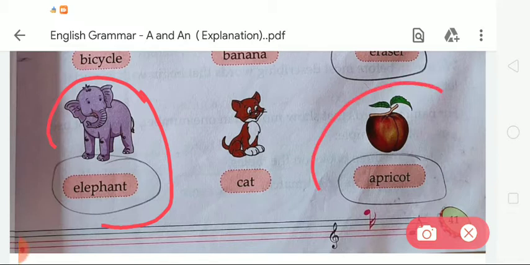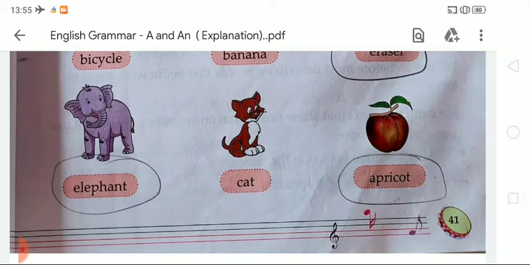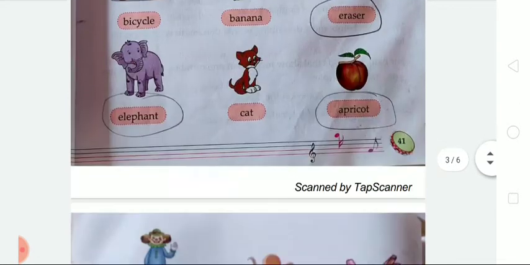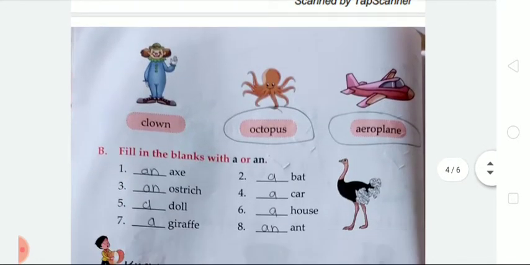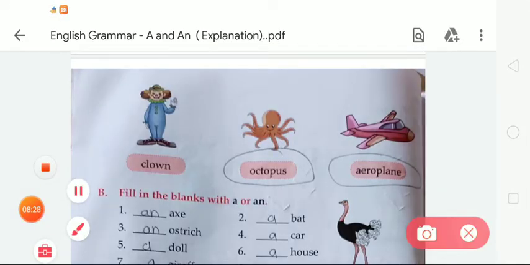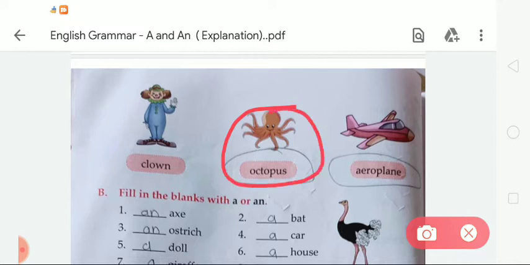Now the next, apricot. So yes, we have to circle it. So like this we have to circle the given naming words before which an can be used. Okay students. So like this you have to complete this exercise. Now the next is clown. So no, we can't use an with this word. Next is octopus. So yes, we can use an before this naming word. And aeroplane. So yes, we have to circle it. So like this we have to complete exercise A.